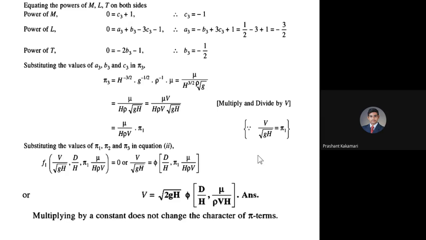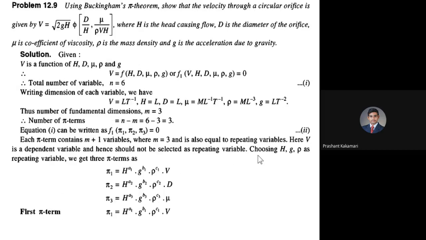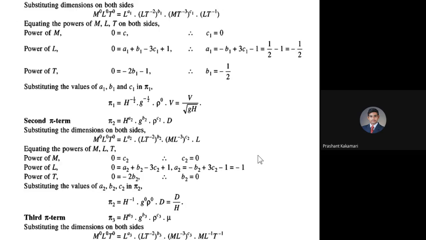On the left hand side we can write the pi 1 value, V by square root of GH. Why are we writing it on the left hand side? Because we want the V value. In the problem they are only asking, find V. If they tell you to find V which depends on all these parameters, I can write it directly. So whichever variable we want, we write on the left side, right? Yes.